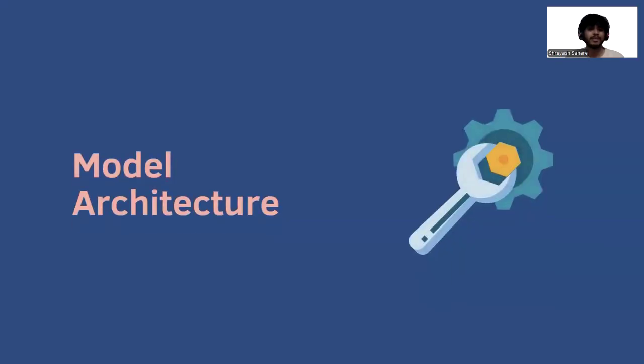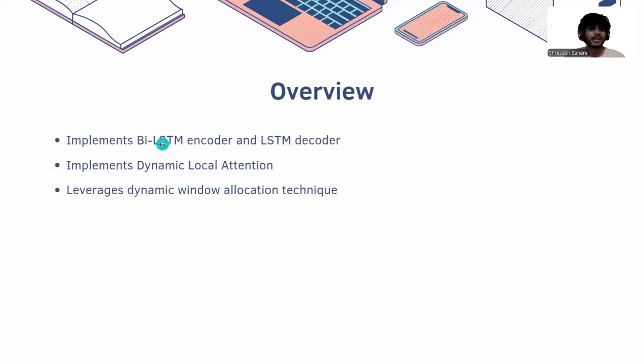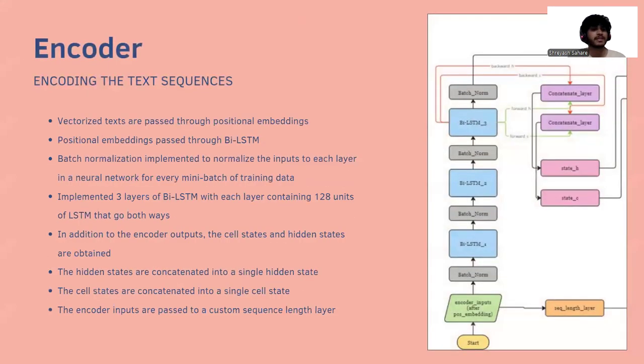Coming to the most important part, which is the model architecture. Here, I implemented Bi-LSTM layers, 3 Bi-LSTM layers in the encoder and 3 LSTM layers in the decoder. I also implemented the aforementioned dynamic local attention, which leverages a dynamic window allocation technique, which I'm going to discuss in the upcoming slides.